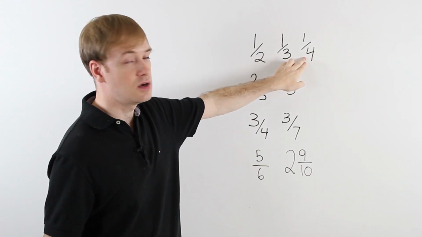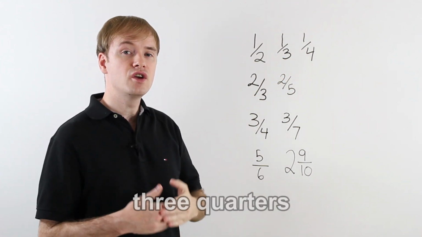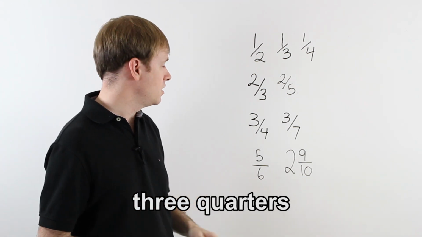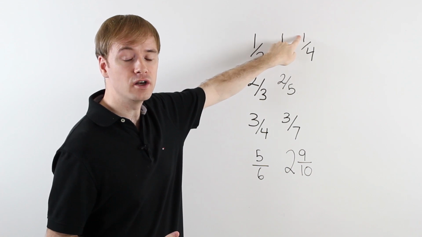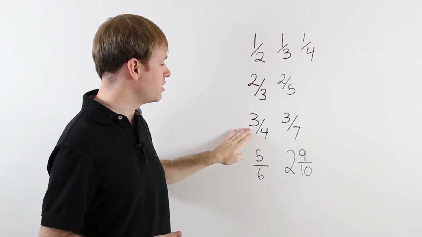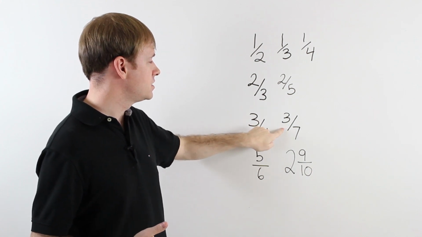The next line, I'm starting with 3, and oh, we have the 4. So this is 1/4. This is 3/4. Okay, this has an S. This has no S because it's singular. 1/4, 3/4.